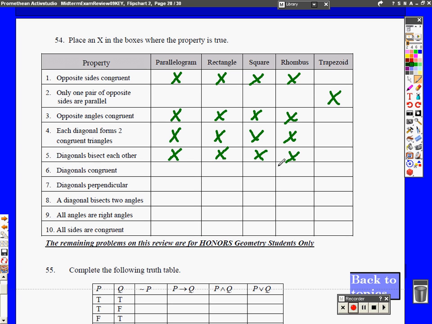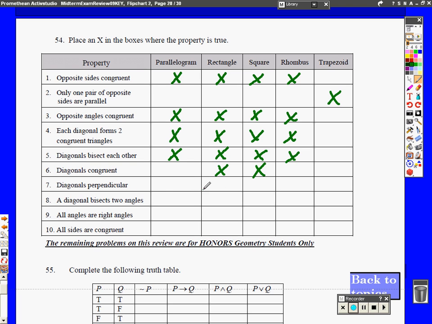The diagonals are congruent. Now, this was not true for all parallelograms. It was true for a specific parallelogram, and specifically it went with the rectangle. If it's true for a rectangle, it's true for all types of rectangles, and a square is also a type of rectangle. So it goes for square as well.